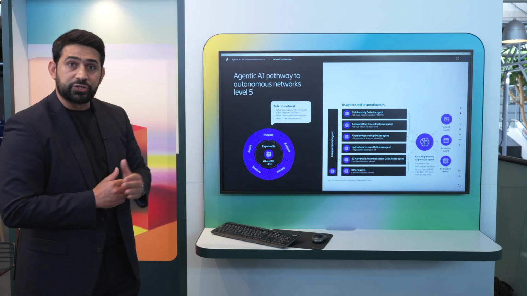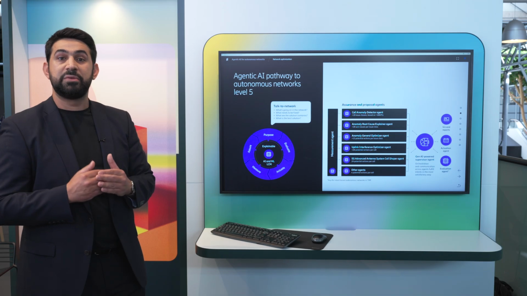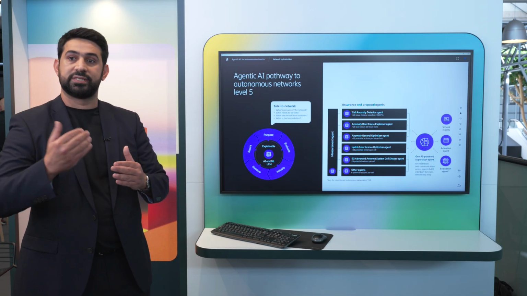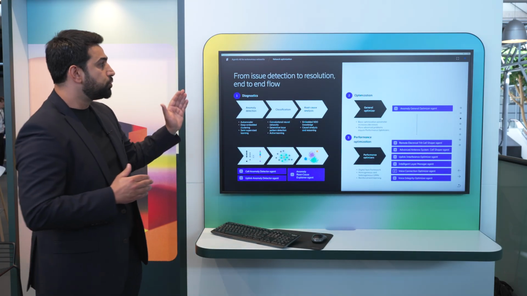We also have an actuation agent. The actuation agent is basically what is taking the optimization action towards the radio access network. More importantly, we have an evaluation agent. The evaluation agent is looking at potentially all the optimization needs by the network and evaluating, based on the gains, whether we should execute on that intent or not. In case an intent is not meeting the required optimization needs, we are basically blocking that intent and prioritizing the other ones. So the whole flow starts from issue detection to resolution.